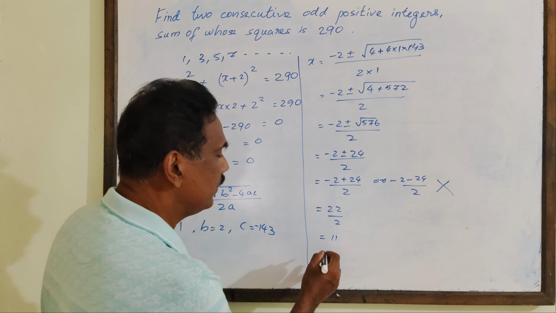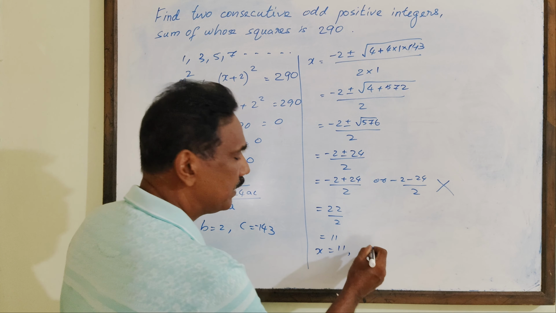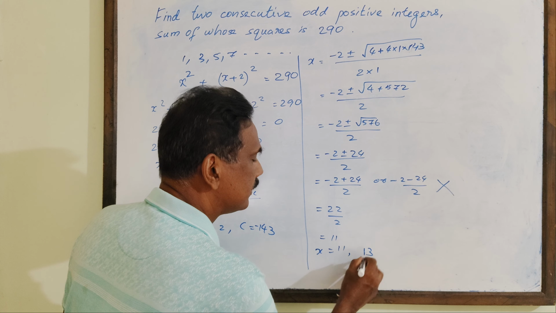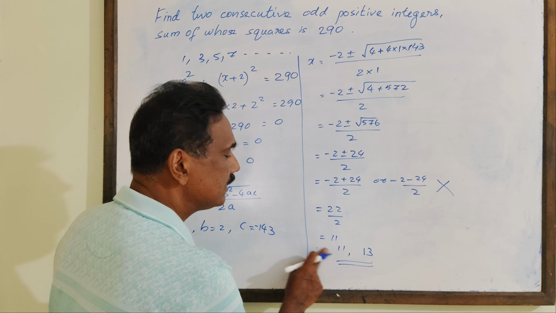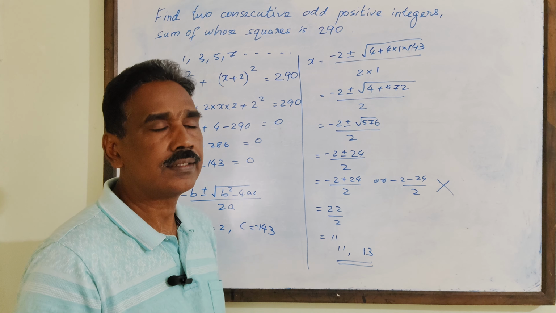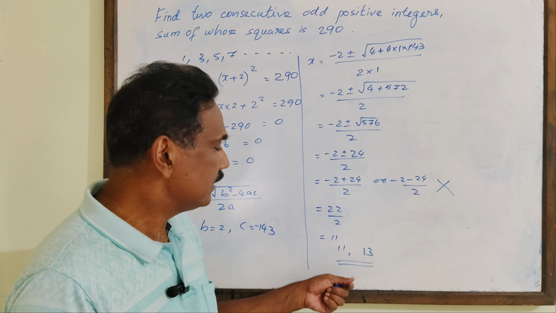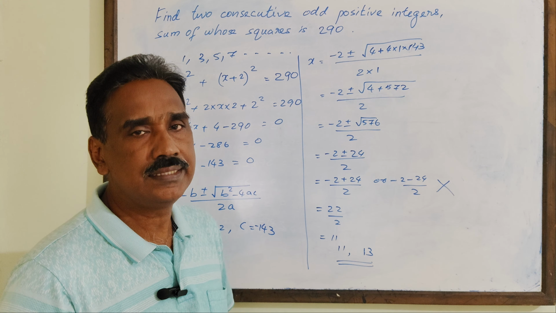Therefore what is the second value? So first value x is equal to 11. The second value is 11 plus 2, that is 13. So therefore you are getting the two numbers as 11 and 13. So the final answer: 11 and 13 are the required positive odd integers.